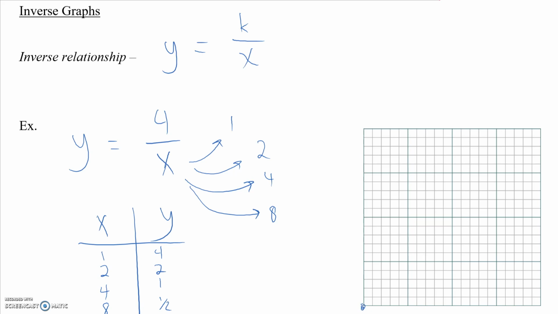And finally, let's make a plot. Pause the video and do this. Your graph should look something like this. It kind of levels off as you approach the x-axis, and it continues going up as you approach the y-axis. But there are asymptotes at the x and y axes. You never actually hit either axis.